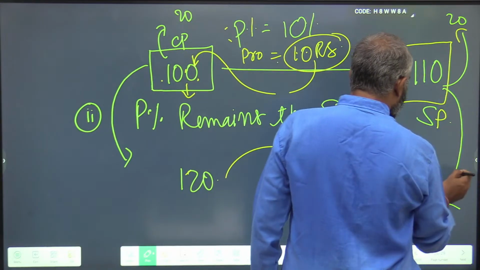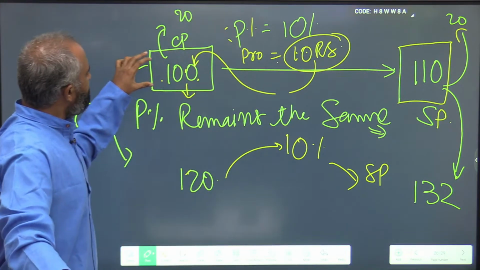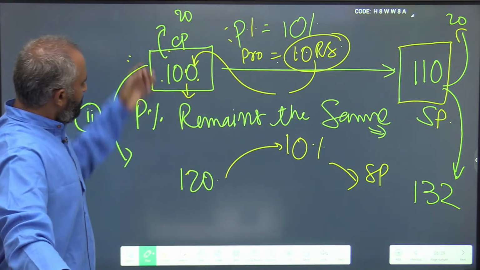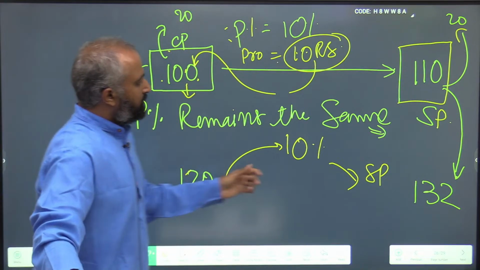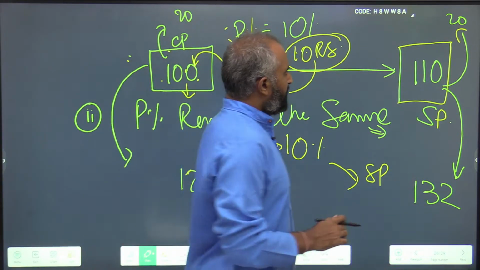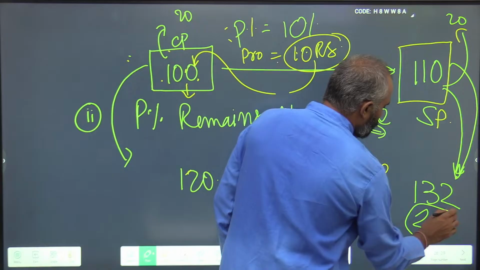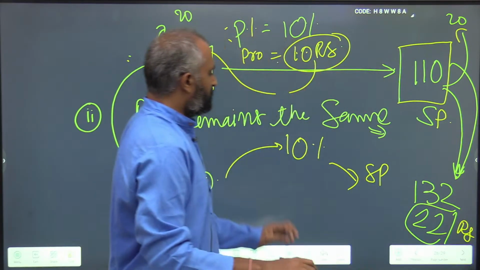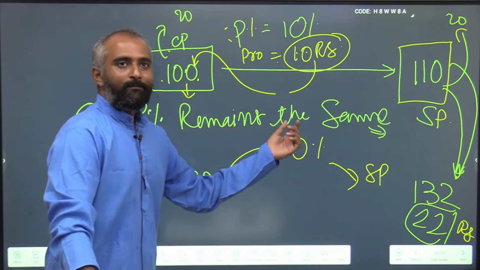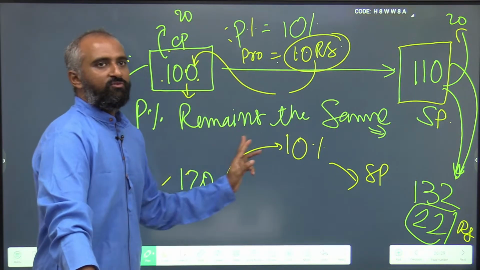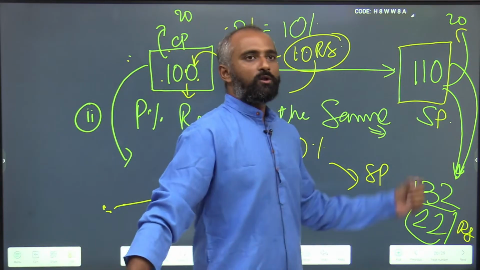So how much should I increase my SP? You see, from the initial case, the CP has increased by 20 rupees. But how much has your SP increased? 132 minus 110, which is 22 rupees. So what do you get from this? If you want to maintain the same profit percentage, you need to increase your selling price more.